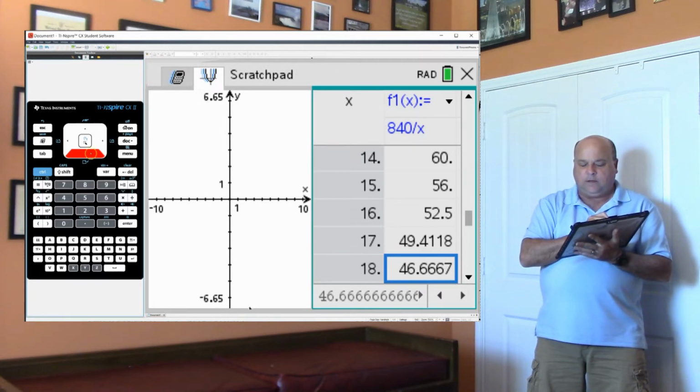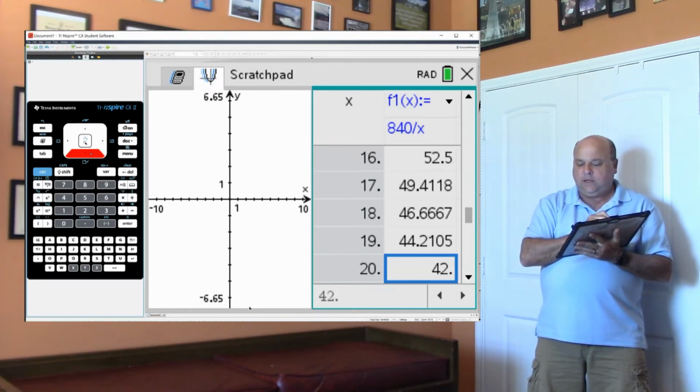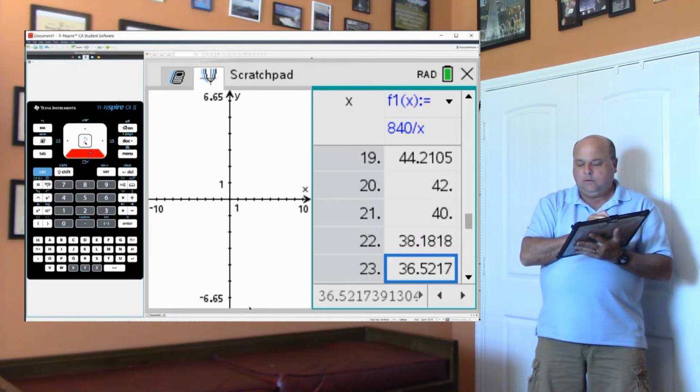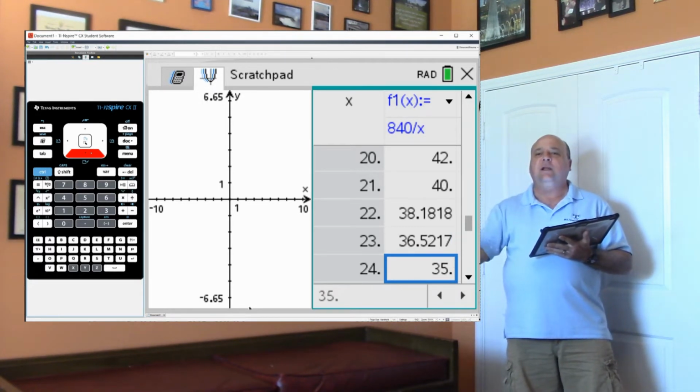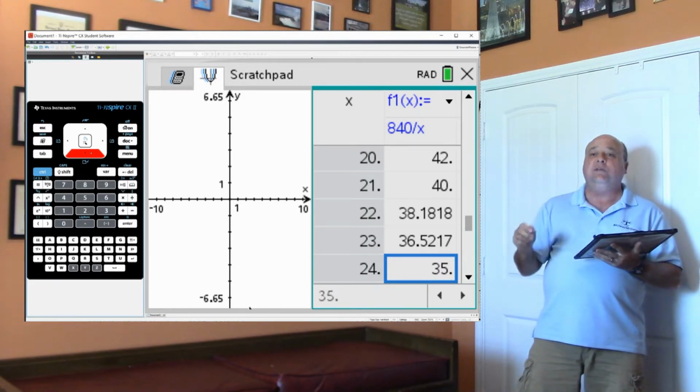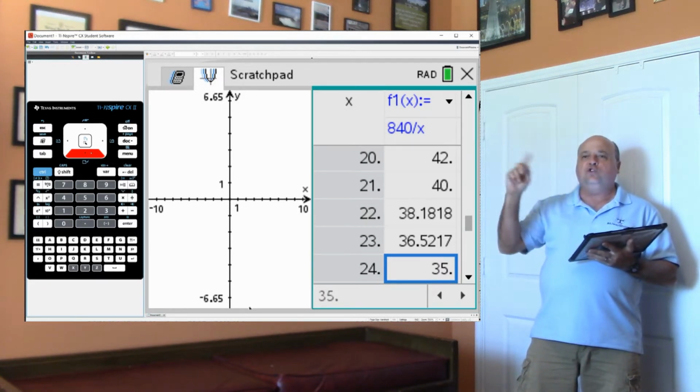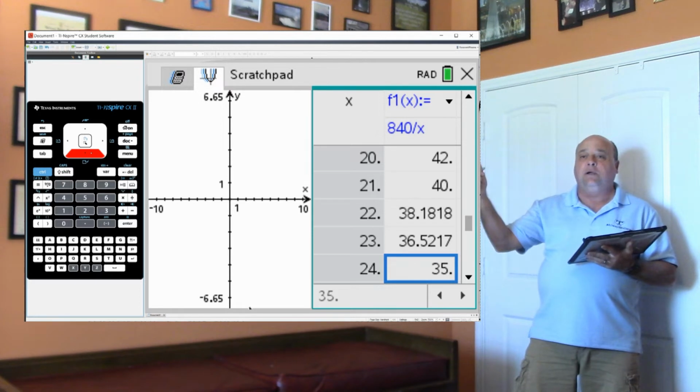So 20 is what? 20 is 42, so that's 22. Need to keep going. This takes a while. 24, that's it. 24 and 35 subtracts and gives me 11. If I multiply that, that gives me the 840. So we're going to use 24 and 35, and 35 is bigger in it.